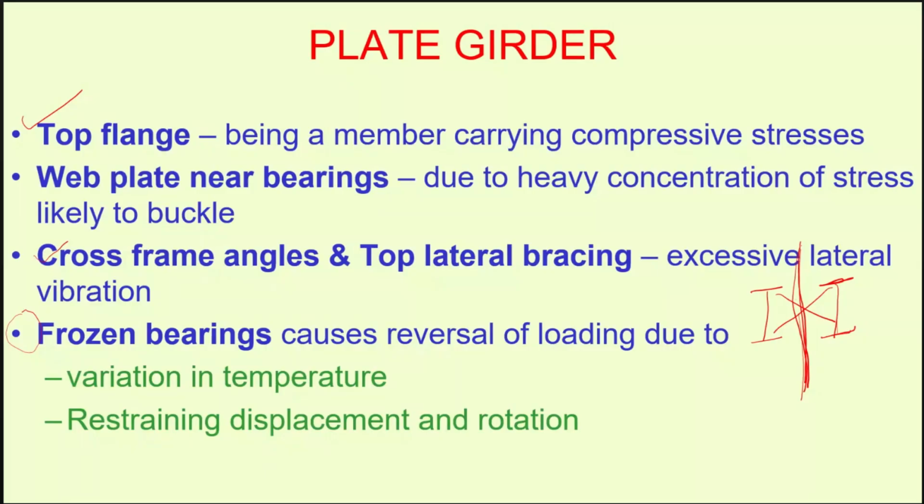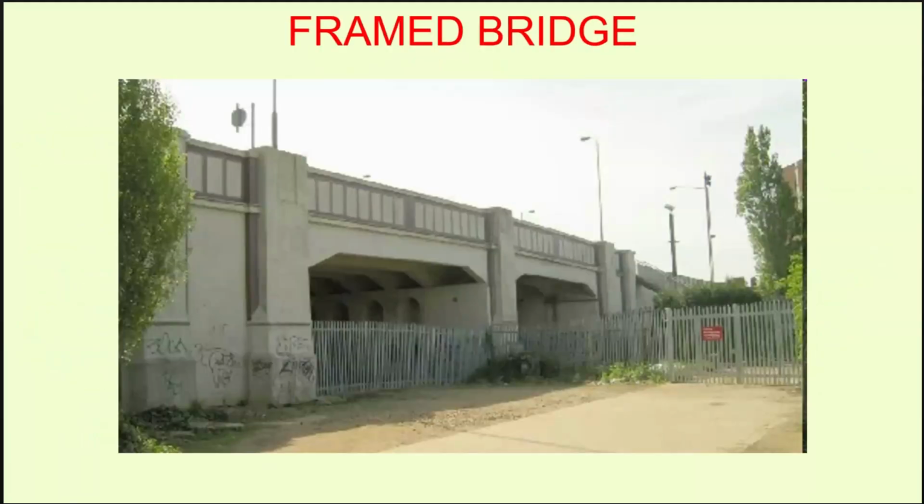So that we need to understand, and this can be because of the variation in the temperature, or because of the restraining displacement and the rotation because of the vertical forces. There can be a framed structure, say you got a column, and then you got a beam to join it, so it is a framed structure. It is having its own advantage, disadvantage, but yes, it is another type of bridge.